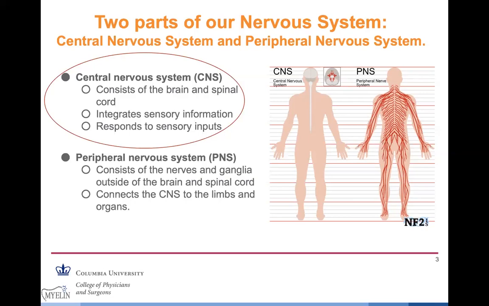There's also an automatic component to the nervous system that helps us to respond to threats through fight and flight responses. The peripheral nervous system, I'm not really going to talk about, except to say that this is the portion of the nervous system between the spinal cord and all of our organs. So it consists of nerves and ganglia outside of the brain and the spinal cord, and it connects the central nervous system to all our organs, as I mentioned, as well as our limbs.